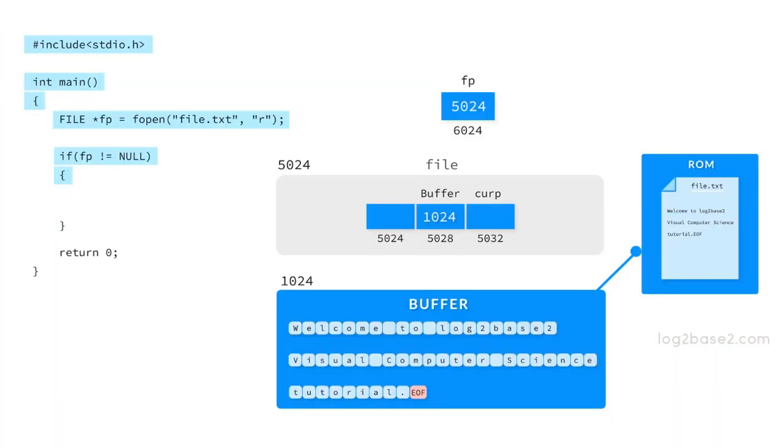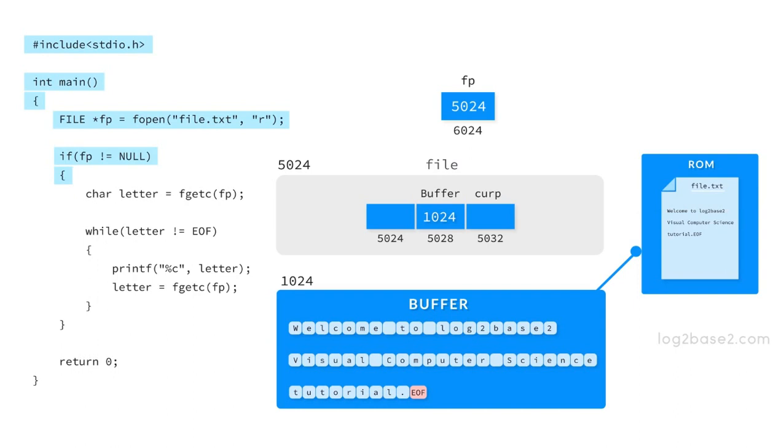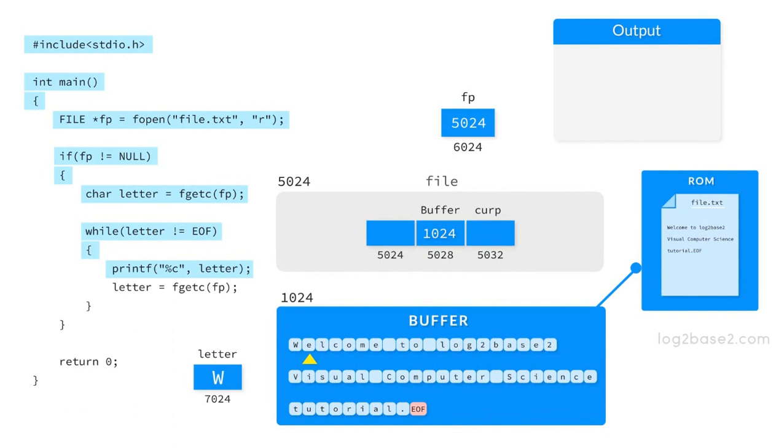Now let us see an example. Here we created the file pointer fp and we call the function fopen to open file.txt. Now we call fgetc to get a character into the character variable letter. So the first character W is returned to letter. Now in a while loop we print the letter scanned and again read the character using fgetc. So W is printed and E is read to letter. This is continued until we reach the end of the file. So we get the output, welcome to log to base 2 visual computer science tutorial. So we opened the file, we read the content, and we printed it also.